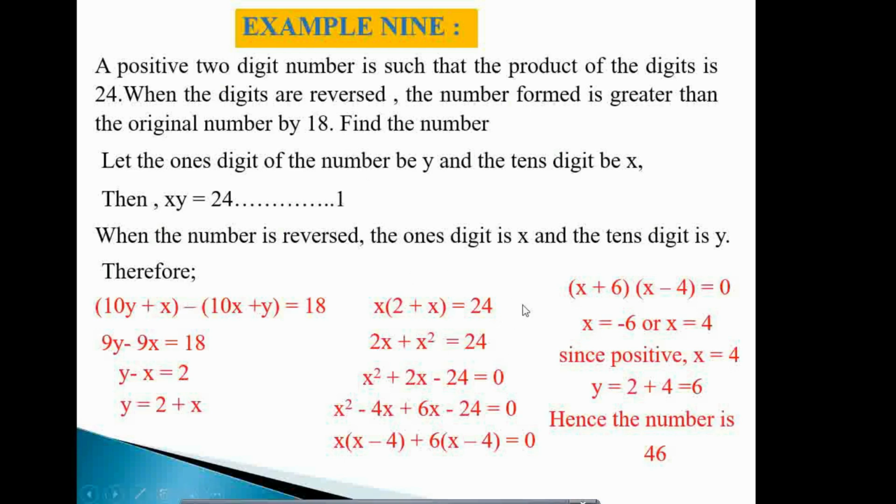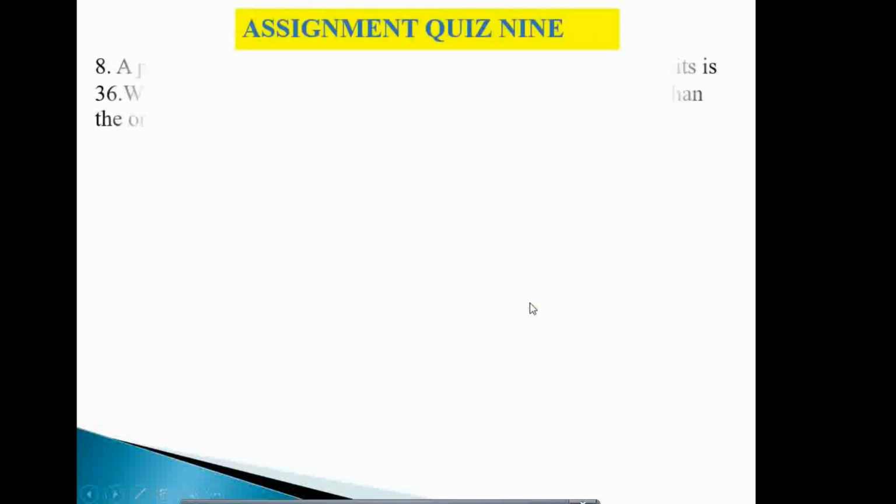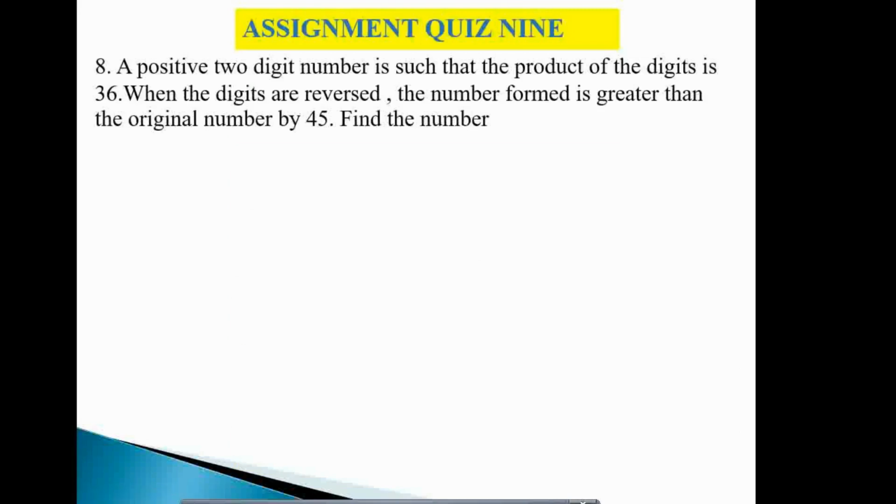So let's look at our assignment for question 9. It reads: a positive 2-digit number is such that the product of its digits is 36. When the digits are reversed, the number formed is greater than the original number by 45. Find the number. Oh, that's now easy. Now you can try that.